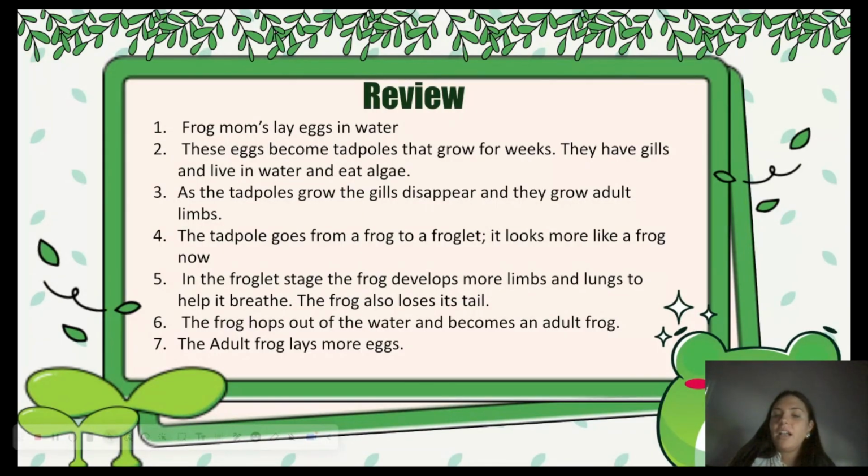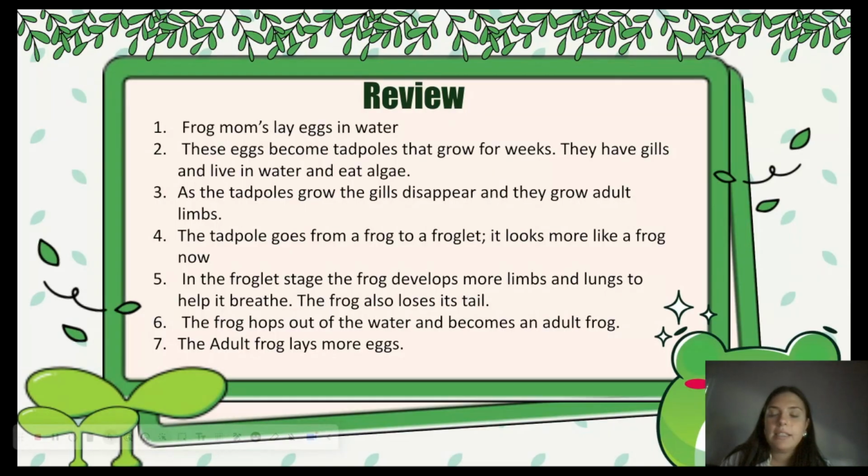And in the froglet stage, the frog develops more limbs and lungs, so it helps it breathe. And it also loses its tail, which we saw it eats its tail at the end, right? Isn't that kind of scary too, because it has all the nutrients? And then the frog hops out of water using its newly developed limbs and becomes a full adult frog. And the adult frog continues that cycle by laying the eggs. So it's a continuous cycle that we see going on here.